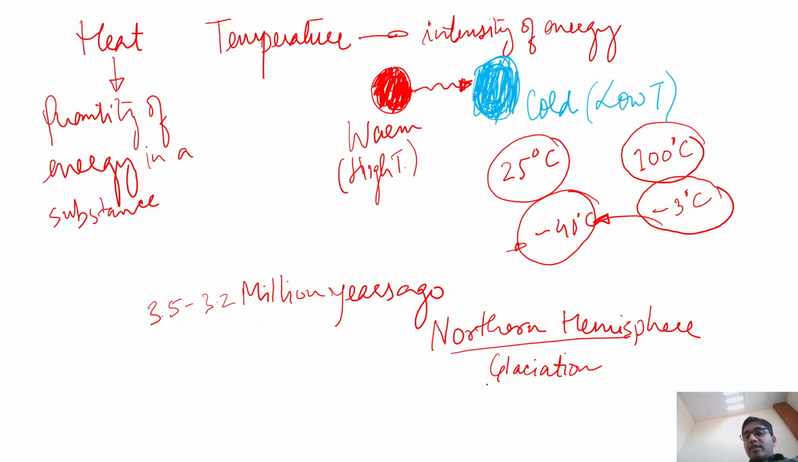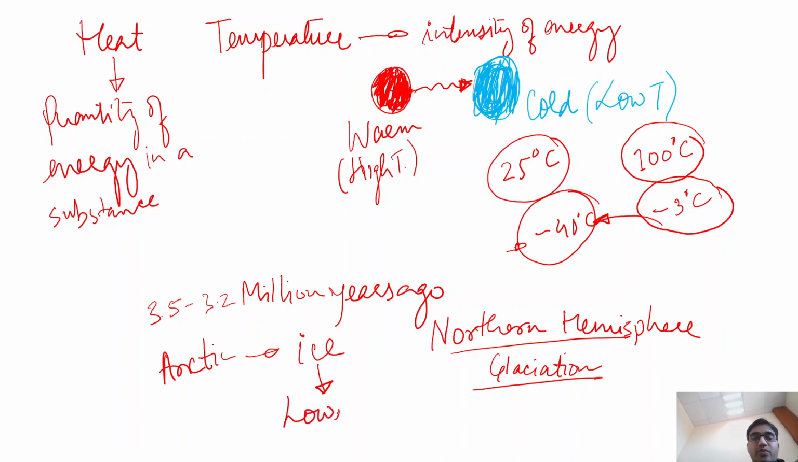During this event, in the northern hemisphere glaciation, the entire Arctic got covered with ice, and it was so huge that this ice progressed towards the lower latitudes. That is why it is called that almost the entire northern hemisphere was covered with ice. Now if the entire Arctic Ocean was covered by ice, then why don't we find the ice there now?